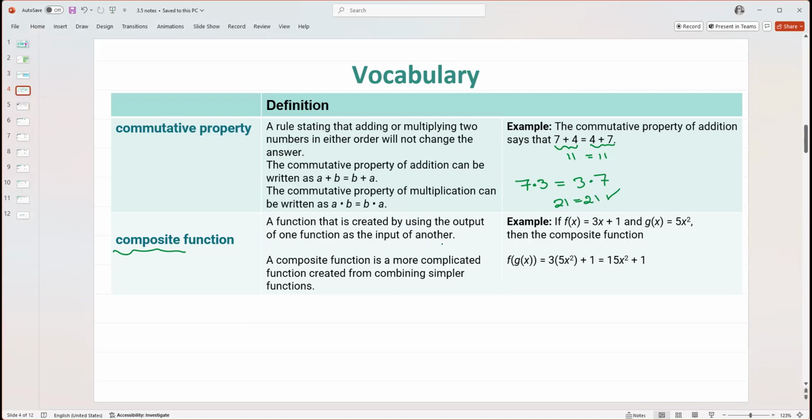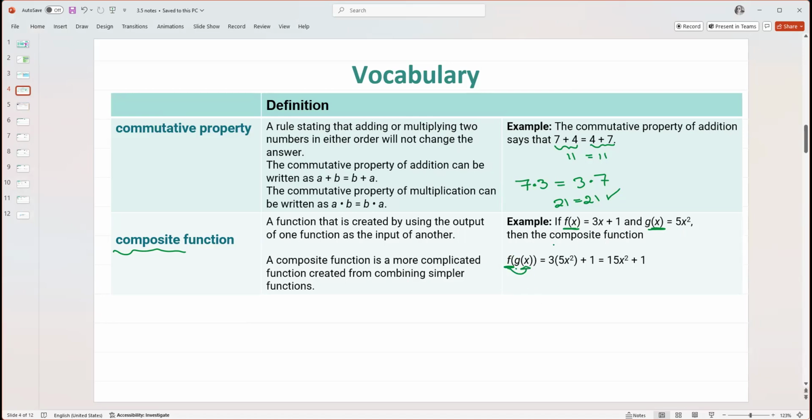A composite function is a function that's created by using the output of one function as the input of another. So an example is they're going to give you two functions, f of x and g of x. And they're going to say we're going to use the composite function, which means f of g of x, which means that in the f function, wherever I see an x, I'm going to put the g function.